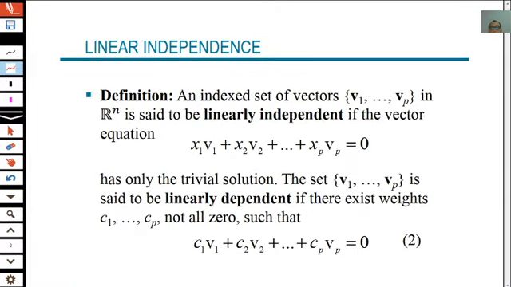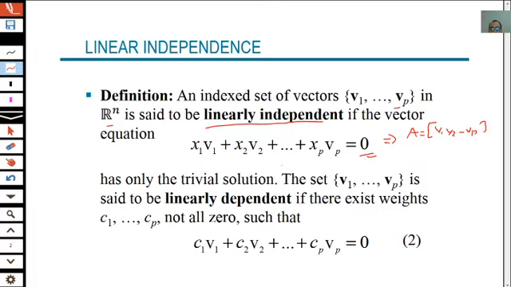An indexed set of vectors v1, v2, ..., vp in Rn is said to be linearly independent if the vector equation written here has only the trivial solution. Actually, we have a homogeneous system by considering the coefficient matrix in this form, namely the vectors will be columns of the matrix A, v1, v2, ..., vp. This is the coefficient matrix, and the right-hand side of the system is the zero vector.